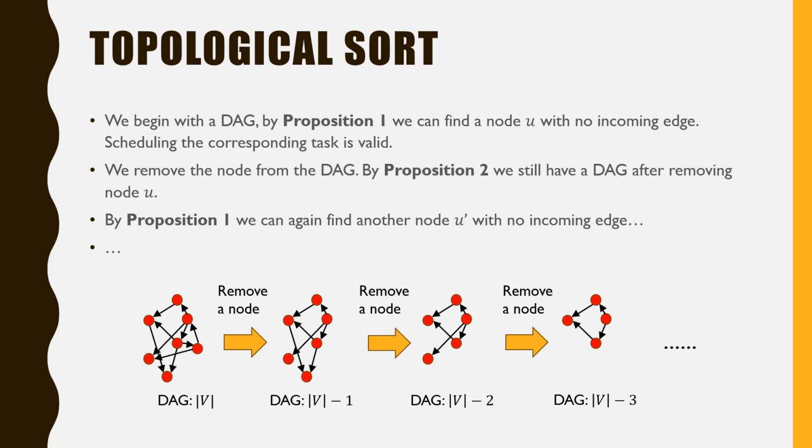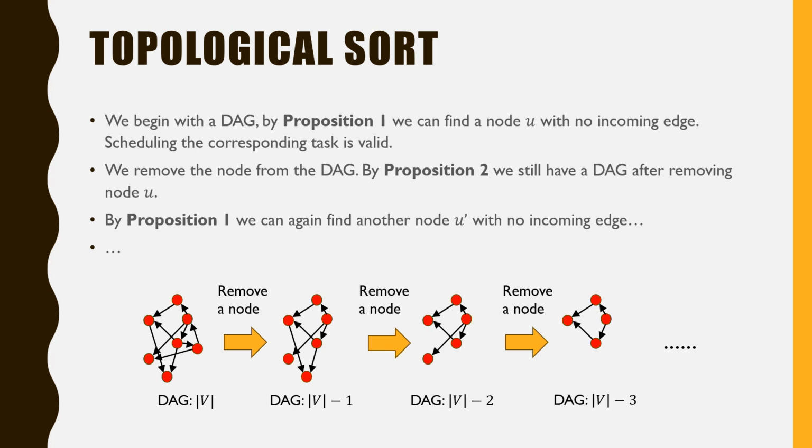By proposition 1, there exists at least one node, U, with no incoming edges. We perform the task corresponding to U, then remove it from the DAG. Since U has no incoming edges, completing it satisfies all precedence dependencies. By proposition 2, removing U results in another DAG with one fewer node.